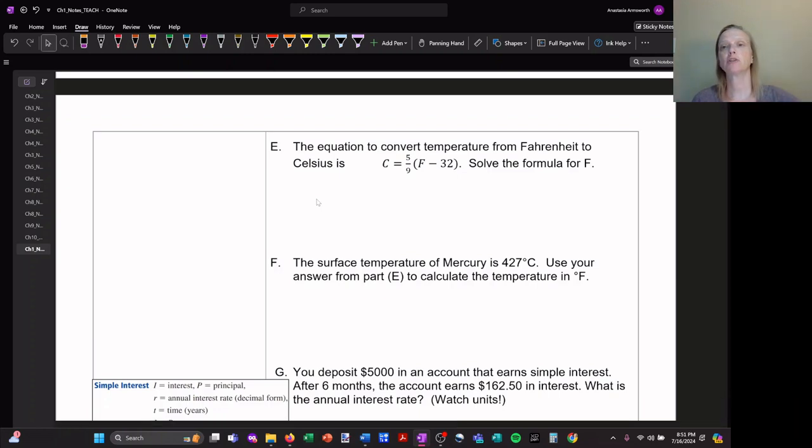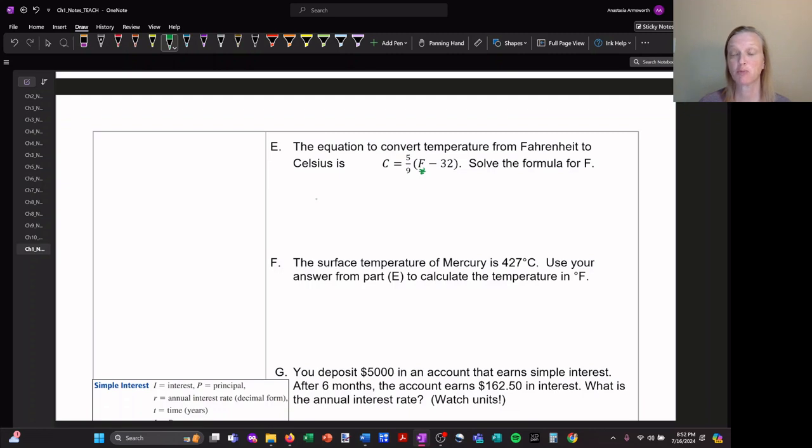The equation to convert temperature from Fahrenheit to Celsius is shown here. Solve the formula for F. So here my goal is to get F all by itself. I basically want to know, how do I calculate Fahrenheit if I'm given Celsius? The equation shown is how you calculate Celsius if you know Fahrenheit. How do we get F all by itself?